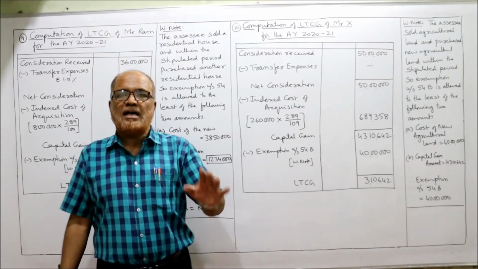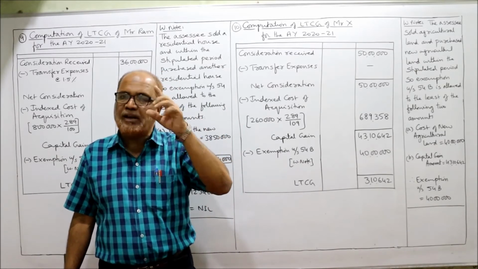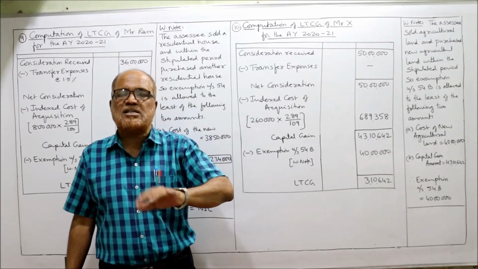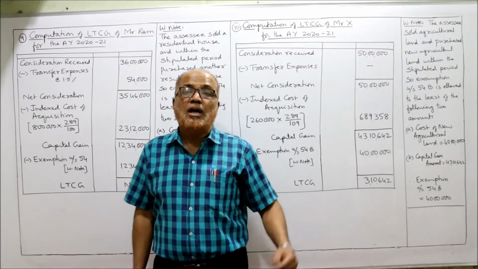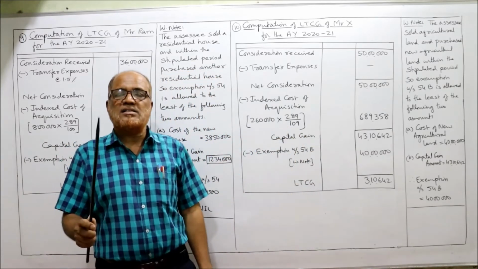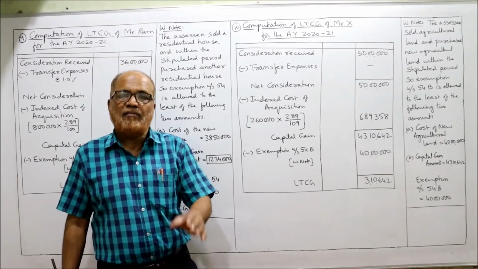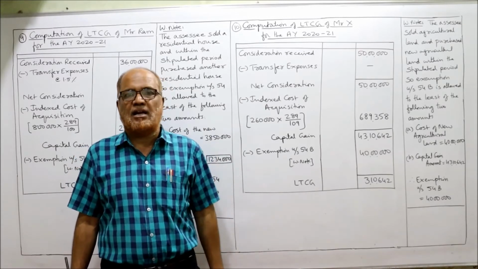In the previous problem, the assessee sold one residential house, and within the stipulated period another residential house was purchased. So exemption under section 54 was allowed. Now in this case, the assessee sold one agricultural land and within 6 months purchased another agricultural land.